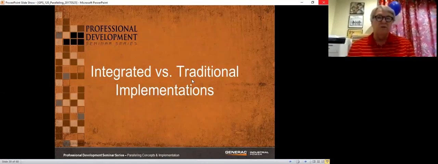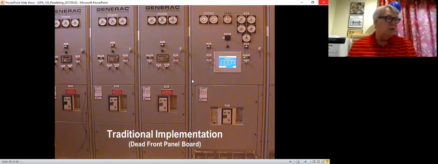Okay, integrated versus traditional. Not going to get into this in tremendous detail because I think we have talked about it as we have gone along.